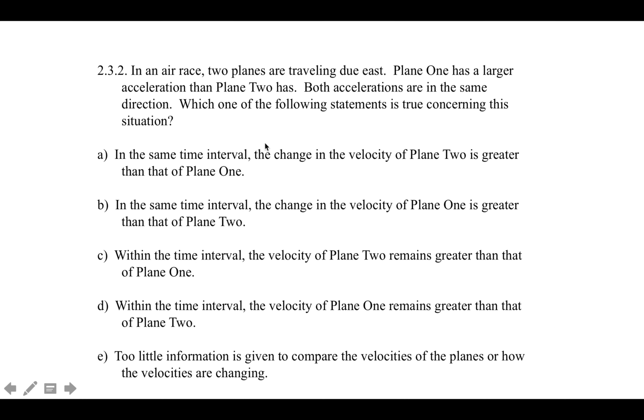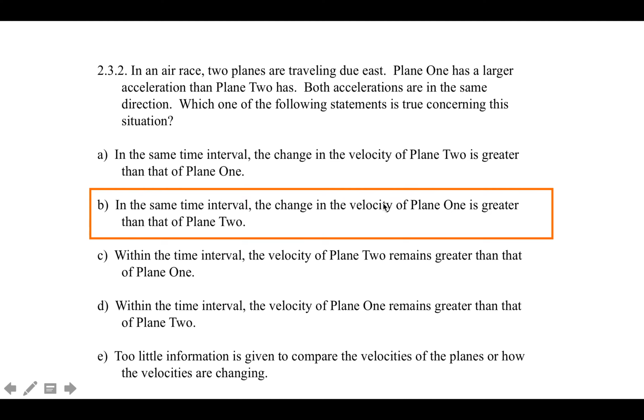Okay, all right, this one is in an area. Two planes are traveling due east. One plane has a larger acceleration than plane 2 has. Both accelerations are in the same direction. Which of the following statements is true concerning this situation? In the same time, plane 1 has a larger acceleration, so we knew that one was B. Okay, that was common sense.